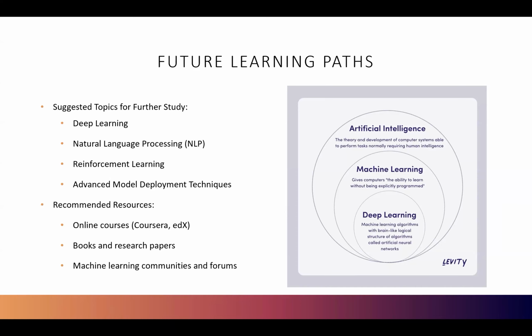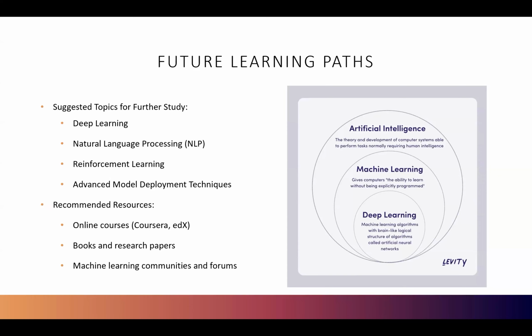There is much more to learn, and here is a very interesting and simple diagram of what artificial intelligence is, which includes everything, then what is machine learning, and then what is deep learning, which is a machine learning approach with a brain-like logical structure of algorithms called an artificial neural network. This one is very interesting, very advanced and very beneficial. As the name implies, it is built as a neural network, like a brain's neural network.